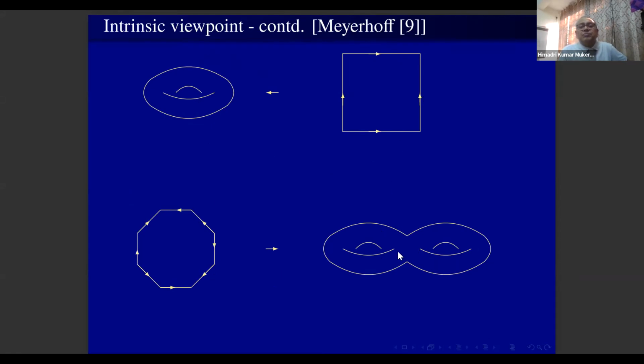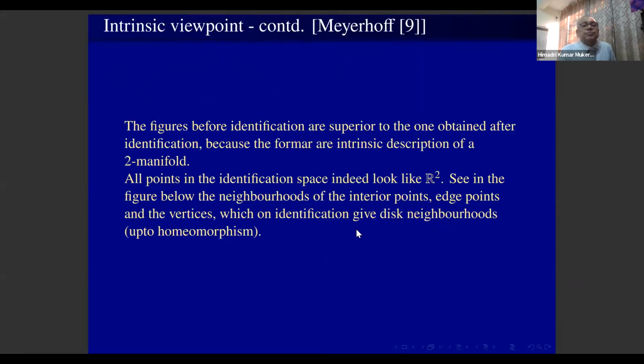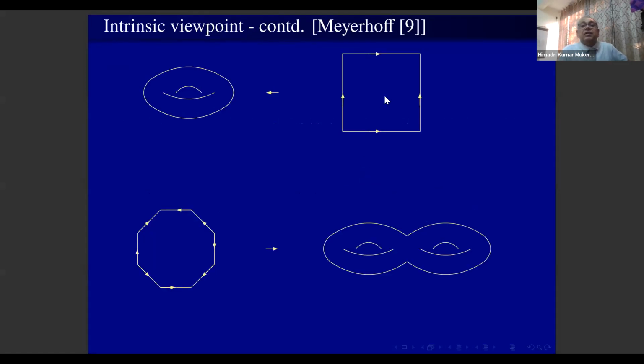But these are not elements of two dimensions. These are outside the two dimensions, three-dimensional objects. So the figures before identification are superior to the ones obtained after identification, because the former are intrinsic descriptions of a two-manifold. For example, this one is lying in two dimensions, this sheet. So if you just describe this as the torus, that is an intrinsic description. Similarly, this one is sitting inside a plane. So if you describe a double torus as this, that is more intrinsic rather than these two. These are not intrinsic objects.